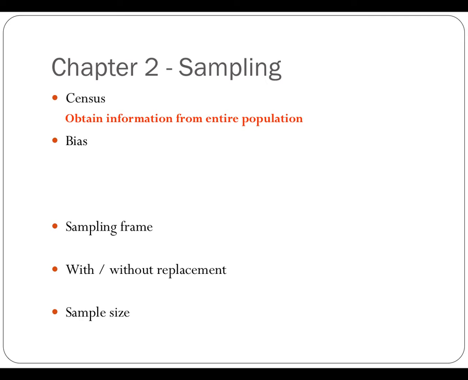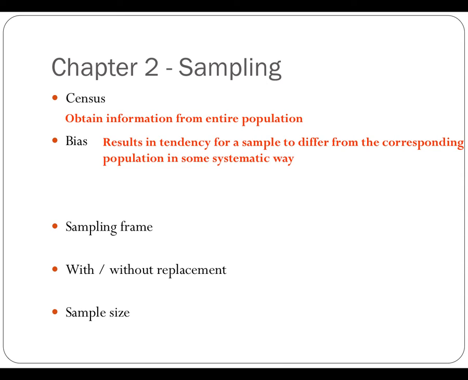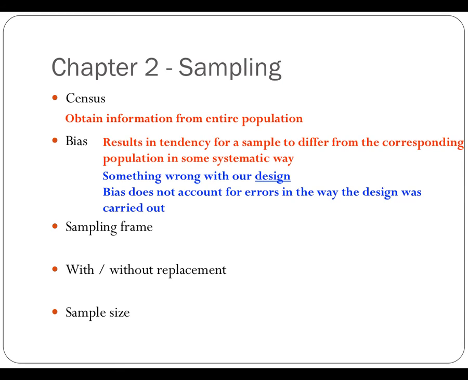Do you guys remember the types of bias? Response. What? Confirmation? Selection. So selection, response, non-response, convenience. But bias in general means that you are choosing your sample in a way that the sample differs from the population in a systematic way. So there's something wrong with the process with which you are choosing your sample. It's something that's wrong with the design. So the way to fix bias is not to make your sample bigger, but to fix your method of selection.